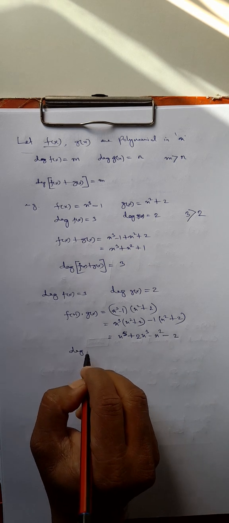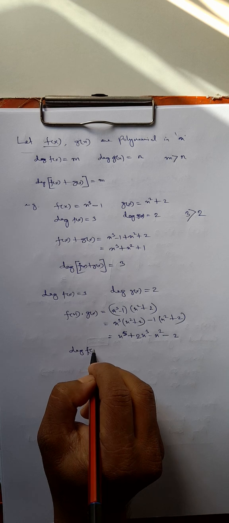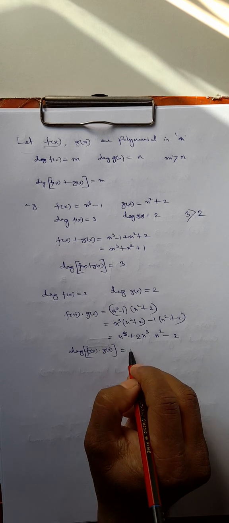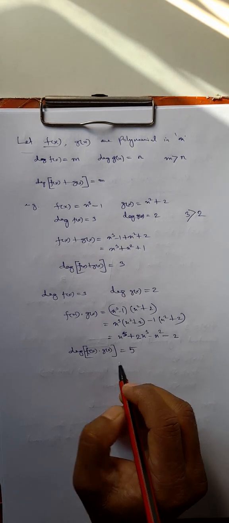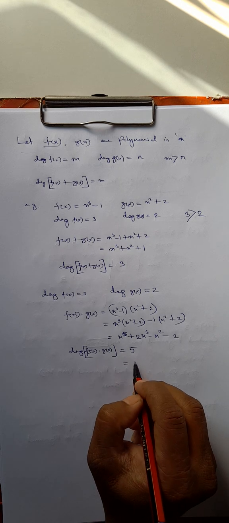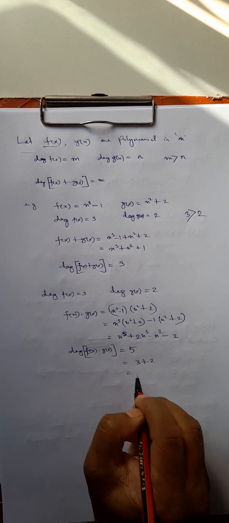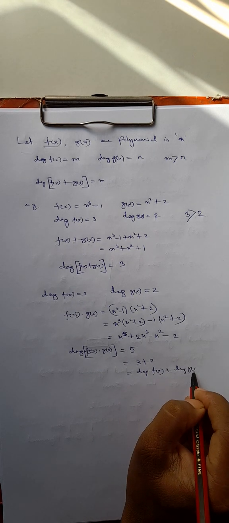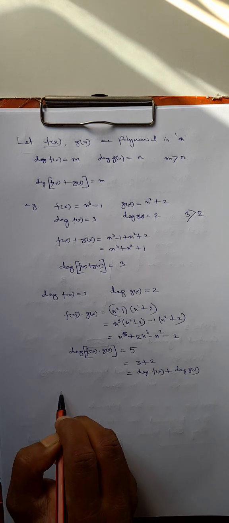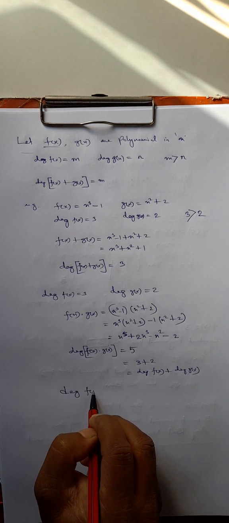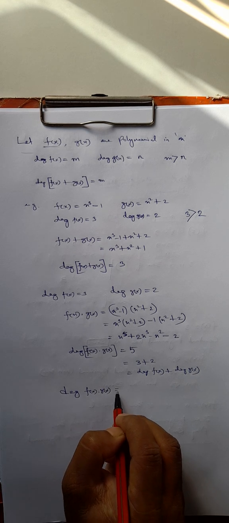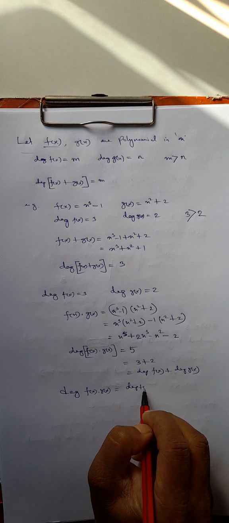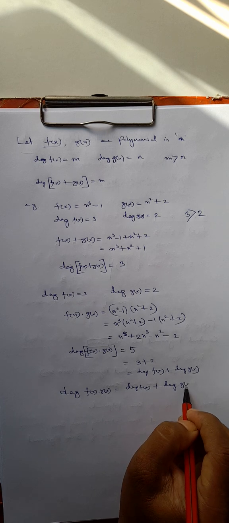Now what is the degree of f(x) into g(x)? Degree of the product of these polynomials is 5, right? That means this 5 equal to 3 plus 2, means degree of f(x) plus degree of g(x). So what we realize is that the degree of the product of two polynomials f(x) and g(x) equals the sum of their degrees, degree of f(x) plus degree of g(x).